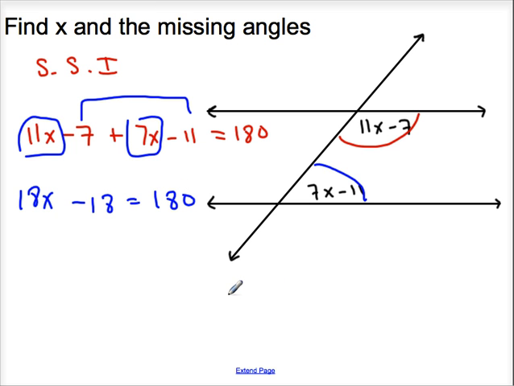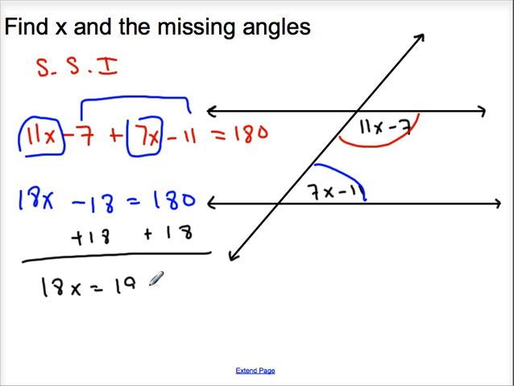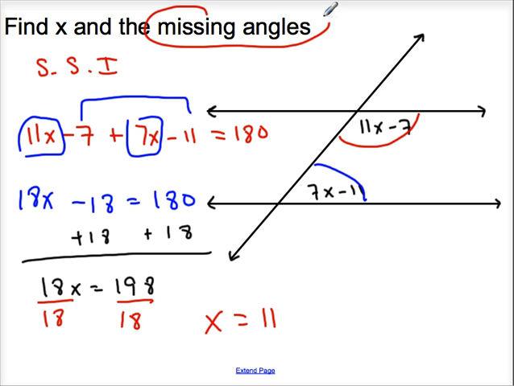I have a two-step equation: 18x minus 18 equals 180. I'm going to add 18 to both sides. Very good. So here I have 18x equals 180 plus 18. I get 198. 18x equals 198. Divide both sides by 18. And if somebody did the math here for me, 198 divided by 18, you got an answer of 11. So x equals 11. Did I find the missing angles yet?